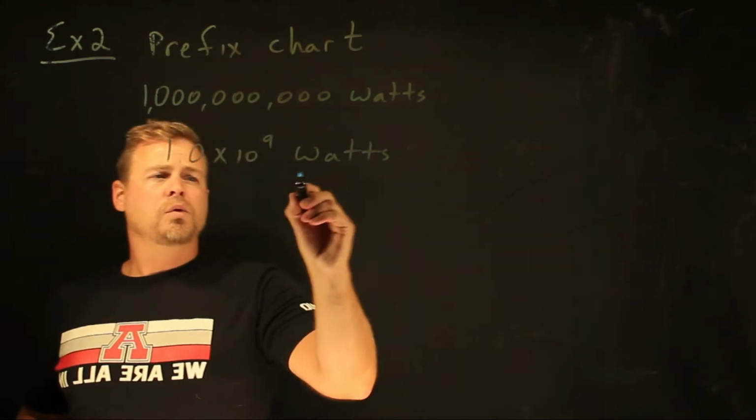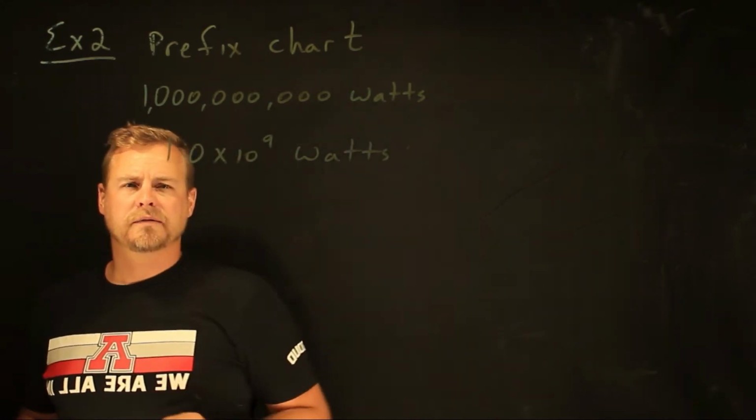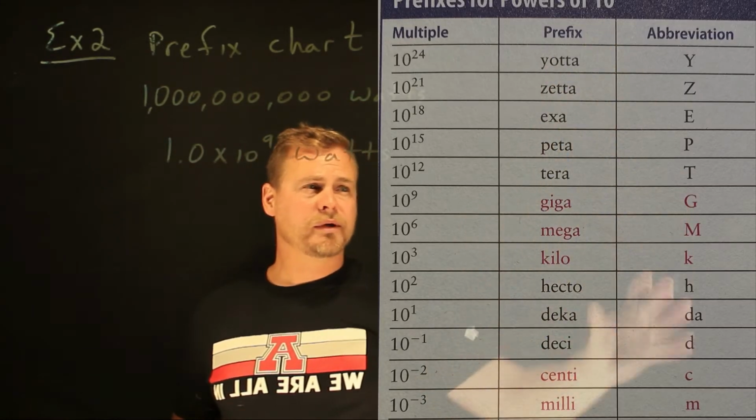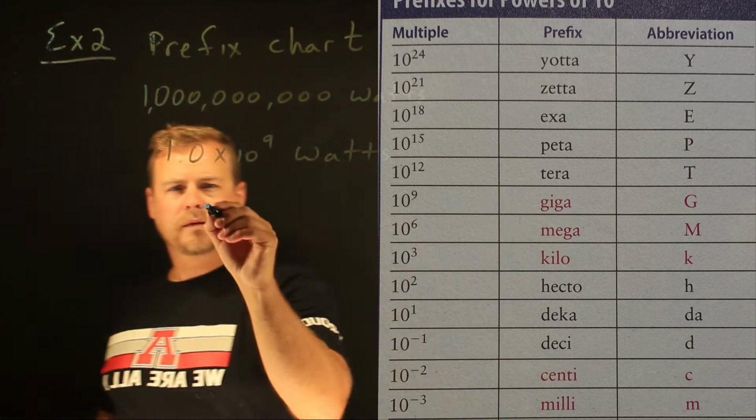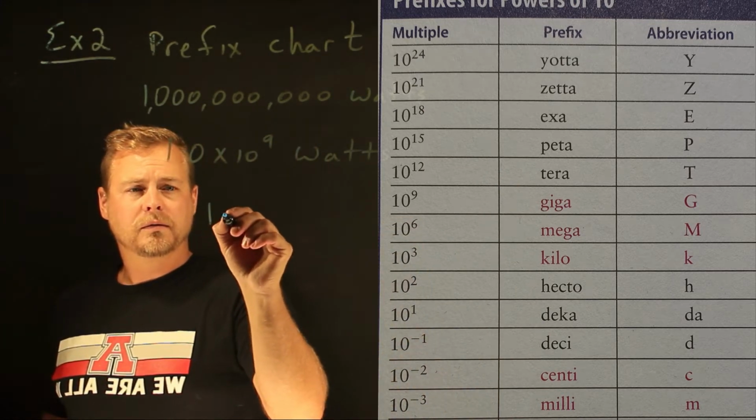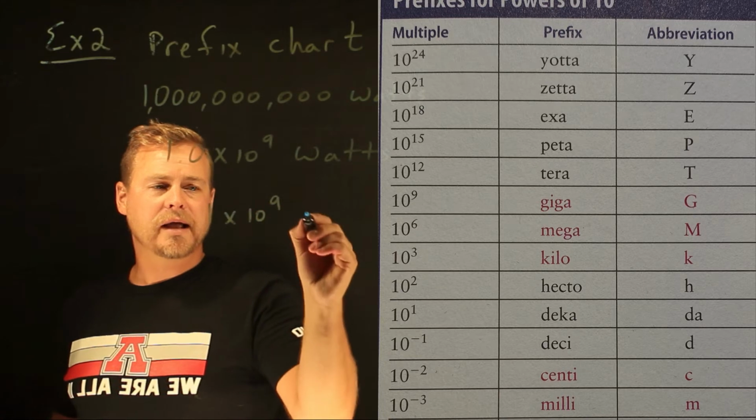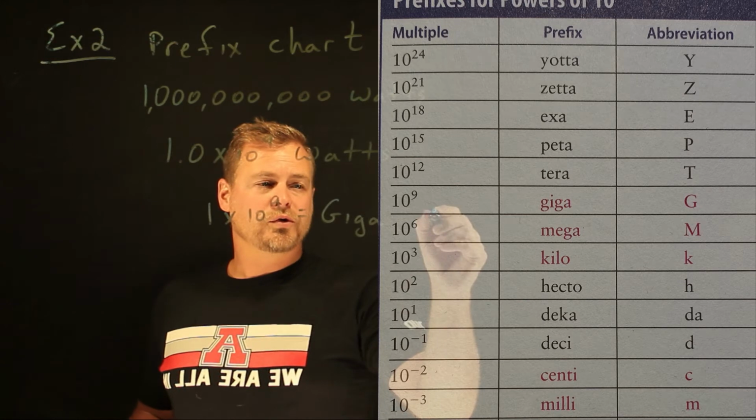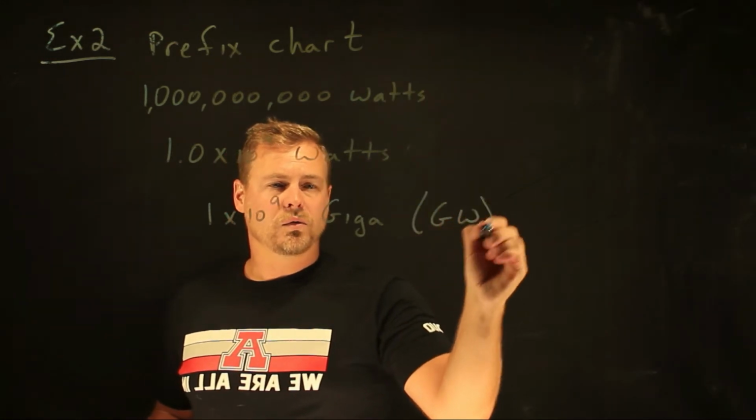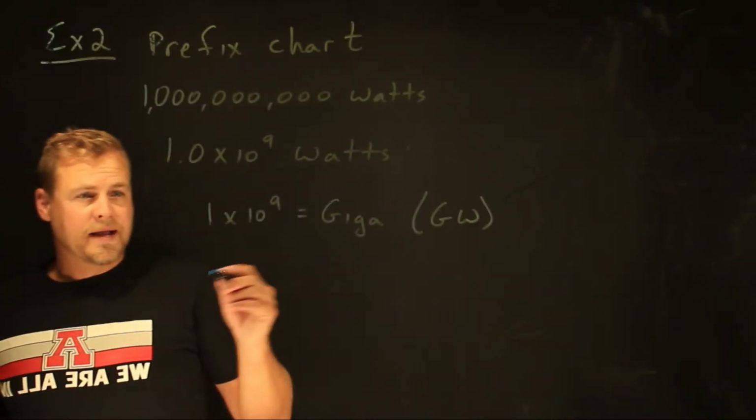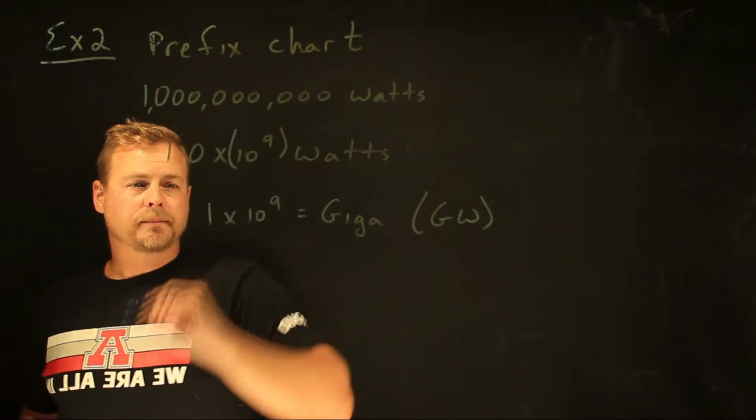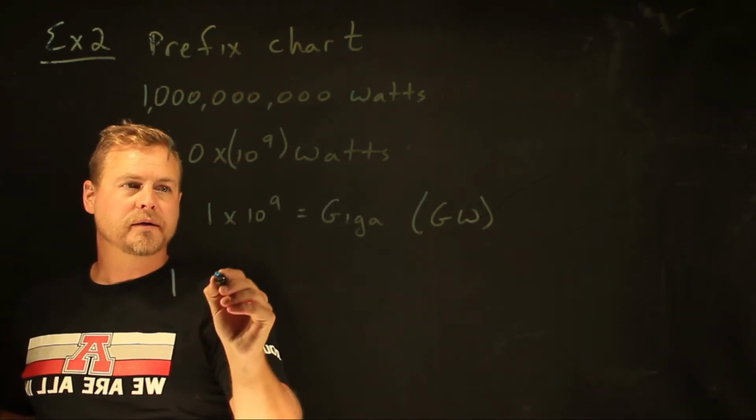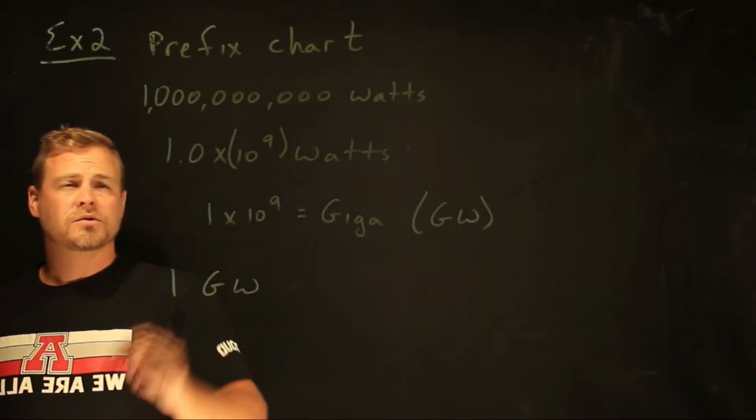If you were using watts and you wanted to use scientific notation, that's perfectly fine. But I know, if I look at this prefix chart, that 1 times 10 to the 9 is a giga. Okay? So we could call this a gigawatt. And so what I do is I substitute that for the G, and I can just say it's 1 gigawatt. So these are all equal.